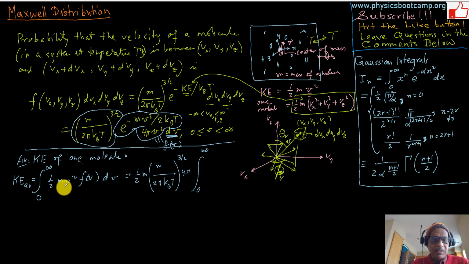There's a v square there and there's v square there, so v to the power 4 e to the power minus m over 2 kBT v square dv. So that's where these integrals come in, and you can look up these integrals in an integral table. That's why I looked it up.